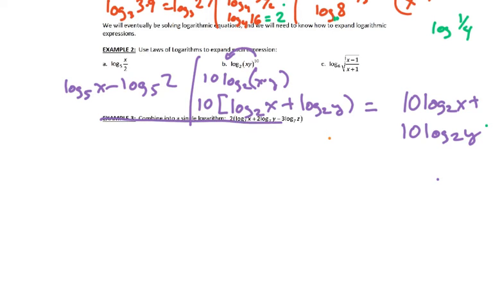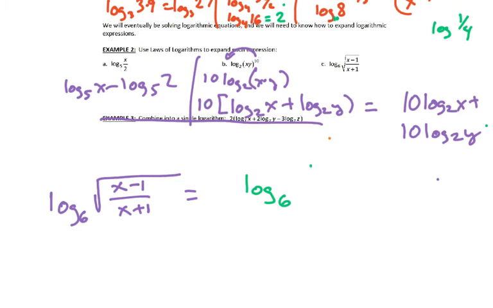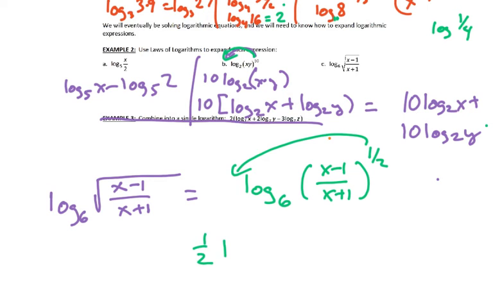So ignore example 3 for right now. We'll go back to it. Log base 6 square root x minus 1 over x plus 1. Now on this one, we can rewrite this as log base 6 parentheses x minus 1 over x plus 1 raised to the 1/2. So following what we did in part B, where we put the exponent in front, we'll do the same thing here. So we have 1/2 log base 6 x minus 1 over x plus 1.